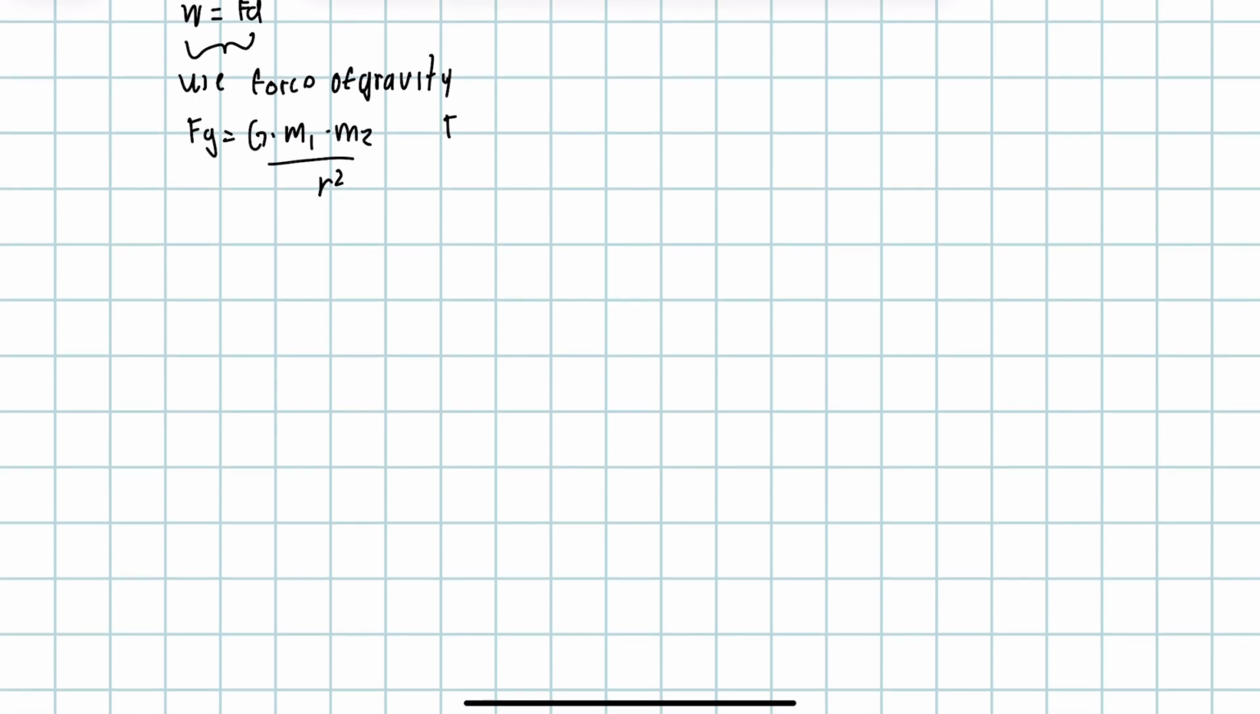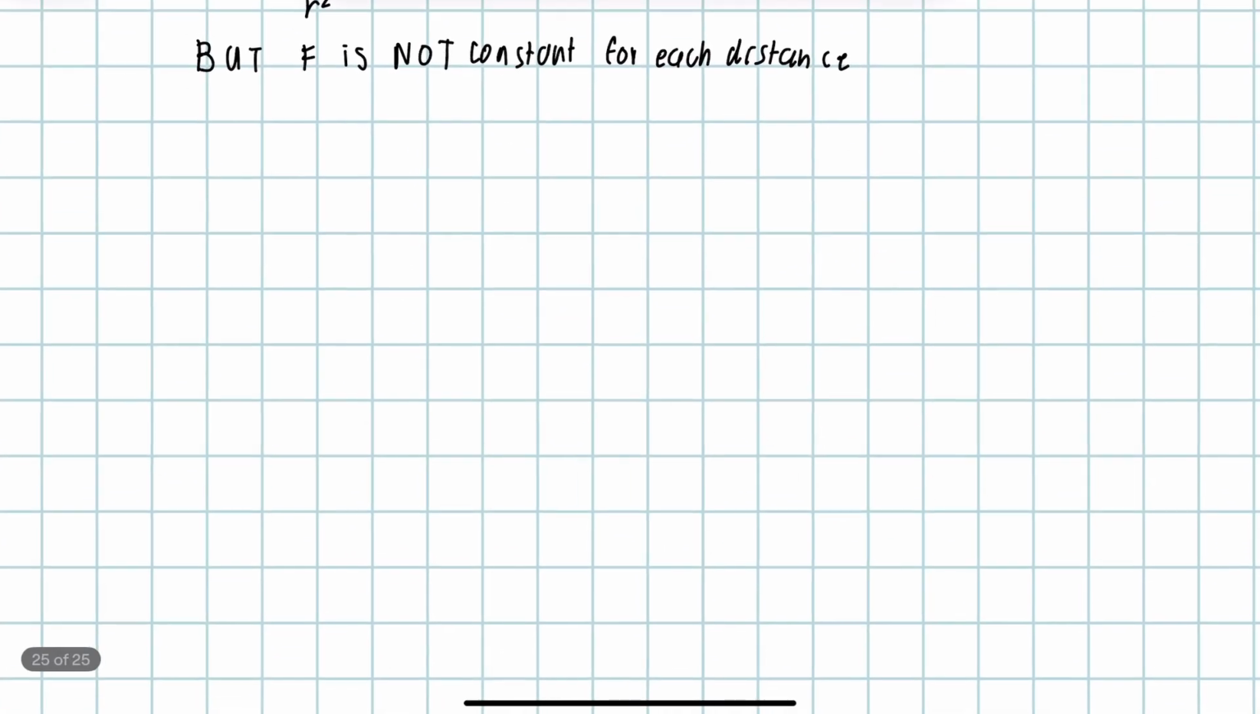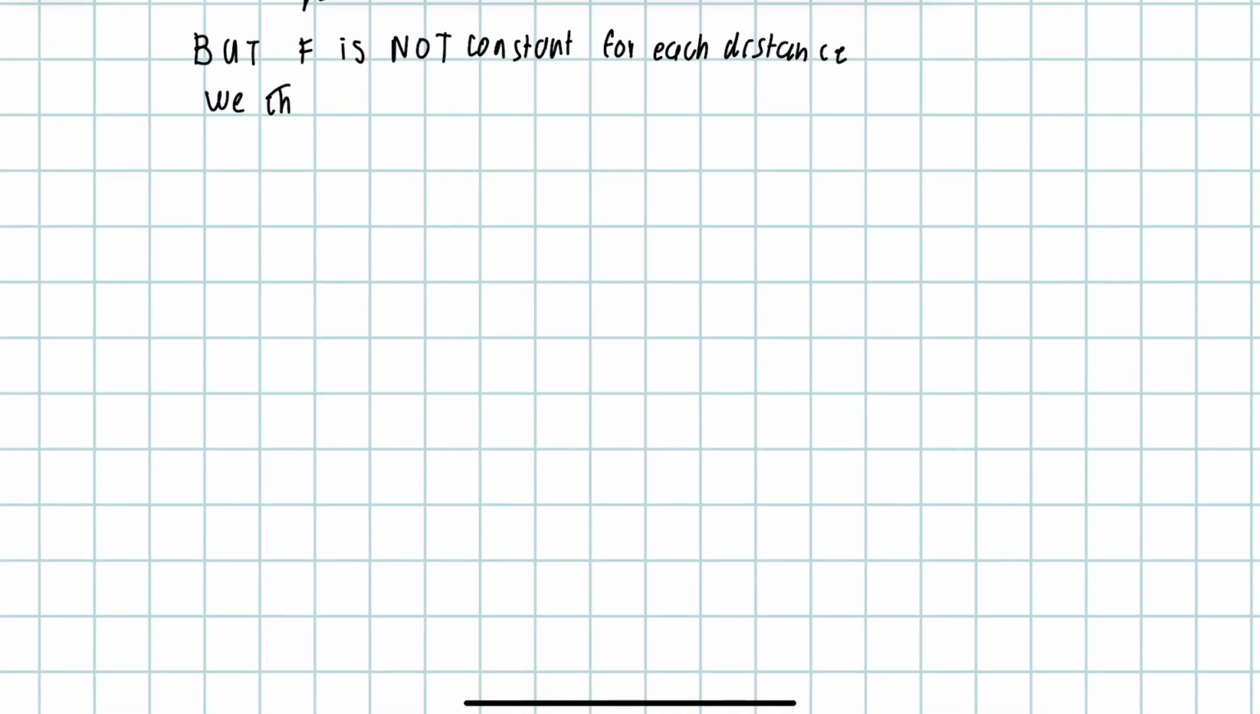So now we plug in F into work. But the problem is that F is not constant for each distance. So we need to solve this iteratively, for every little change. So how can we do this? We have to use calc.